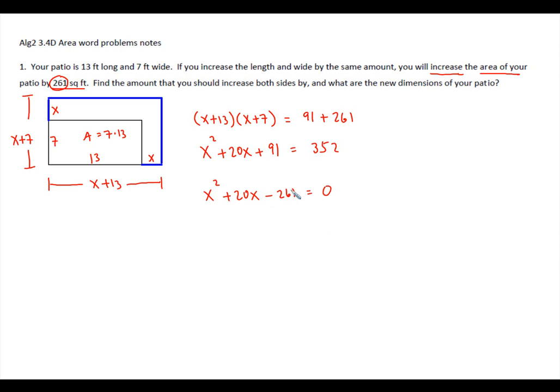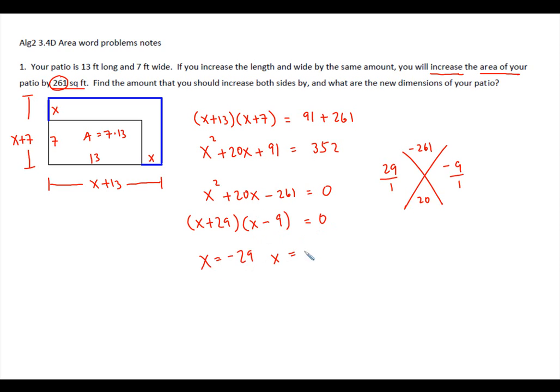Now we're going to solve this quadratic. So I'm going to do the x method. a times c is going to be negative 261. b is 20. Then you need to find the two numbers. It looks like our two numbers are going to be 29 and negative 9. We divide by a, which is 1. So our factors would be x plus 29, x minus 9 is equal to 0. When will these factors equal 0? When x equals negative 29, and when x equals 9.